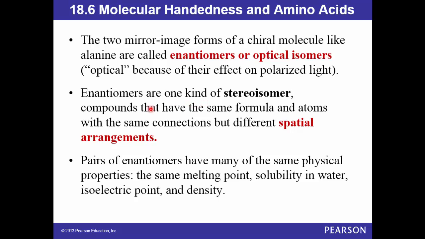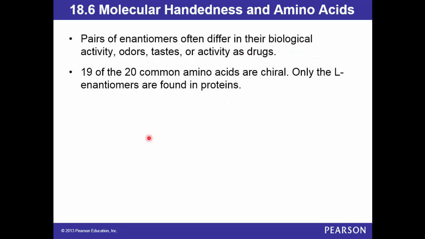Enantiomers are one kind of stereoisomers, compounds that have the same formula and atoms with the same connection but different spatial arrangement. Enantiomers are non-superimposable mirror image isomers. As we saw, D-alanine and L-alanine are enantiomers. Pairs of enantiomers have many of the same physical properties: the same melting point, solubility in water, isoelectric point, and density. Now, pairs of enantiomers often differ in their biological activity, odors, tastes, or activity as drugs.